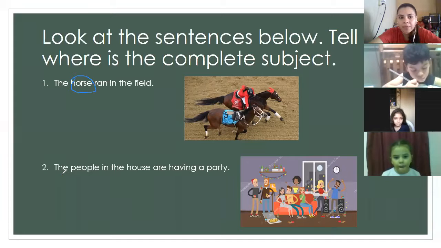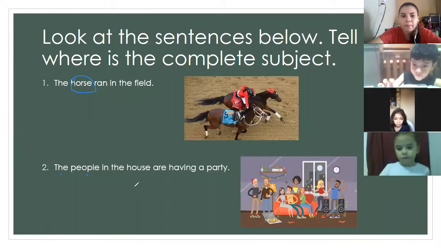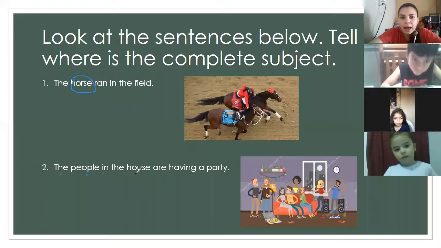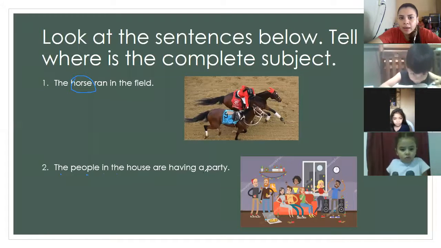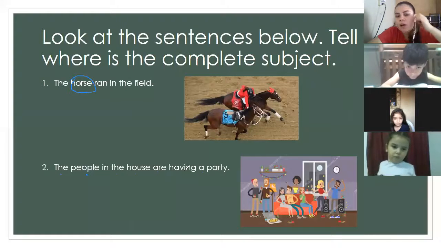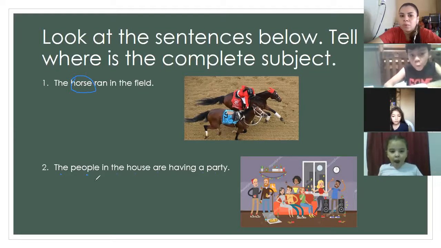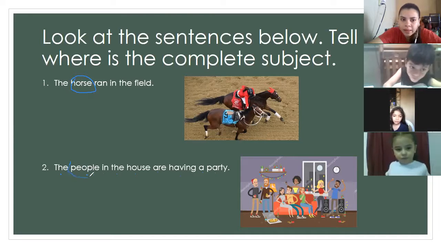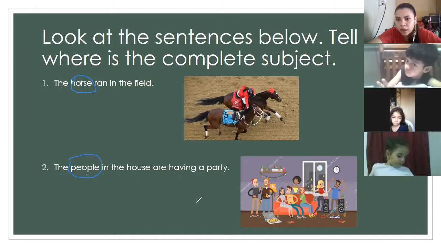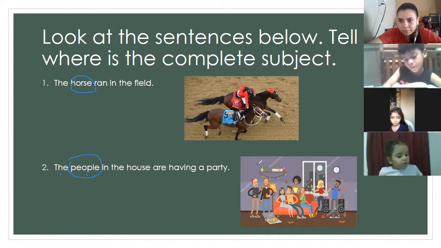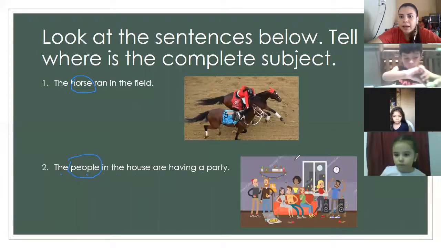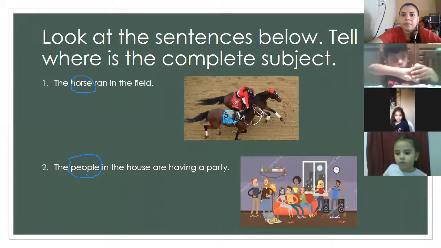Look, Hazel, we have the people, women and men, in the house are having a party. Who is having a party in the house? Who? Quién? The people, excellent. The people are having a party in the house, okay? The people is the subject in this sentence. Thank you, Hazel. Alejandra, you are the next.